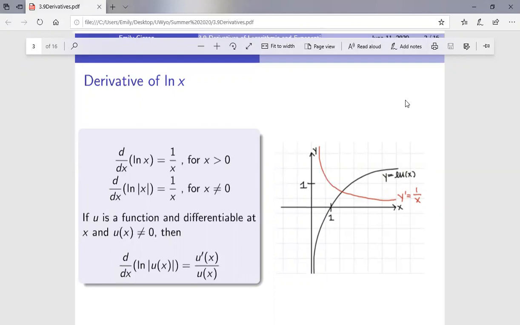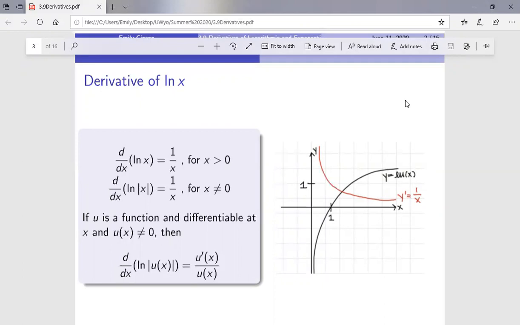So d dx of the natural log of x is equal to 1 over x. And that might be surprising, but there's a proof that I'm choosing not to present to you because proofs are kind of tedious and don't really help you understand things too much. But this is our answer, and this is going to be for all x greater than 0.